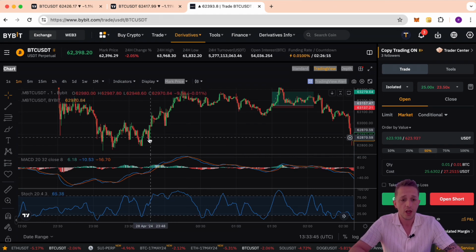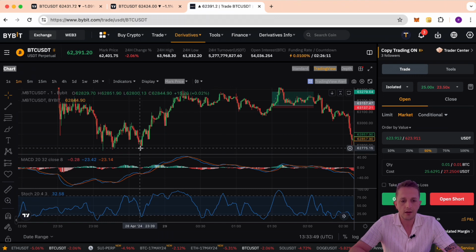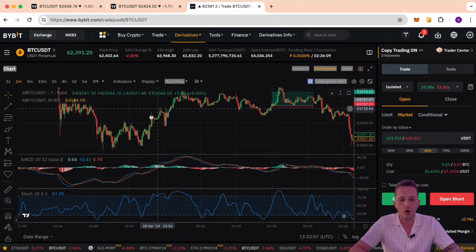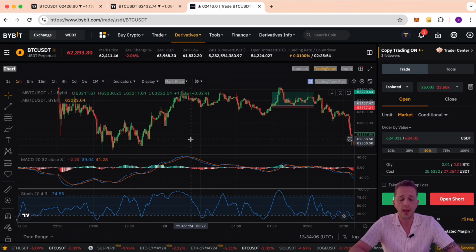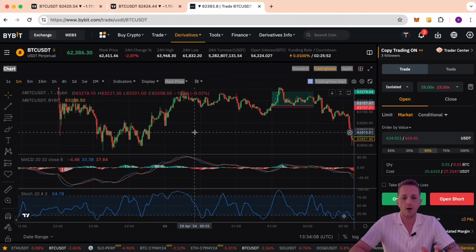So for example, you cannot enter here just because you think that the price will go up, just because you see this green candle after a bunch of red candles, because it will wreck your short position or buy position or everything. So you need to wait for the right moment, on the right setup.